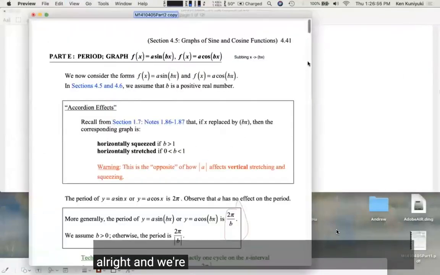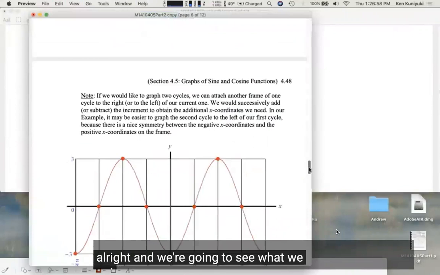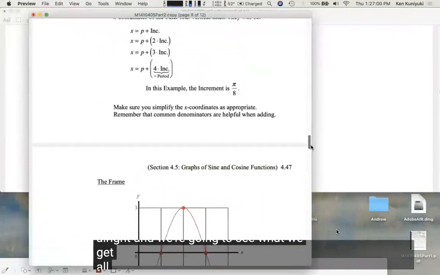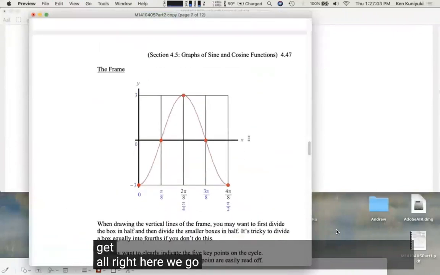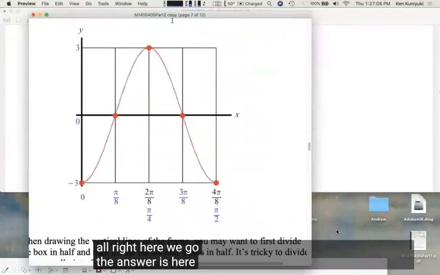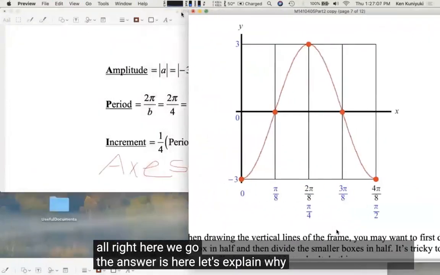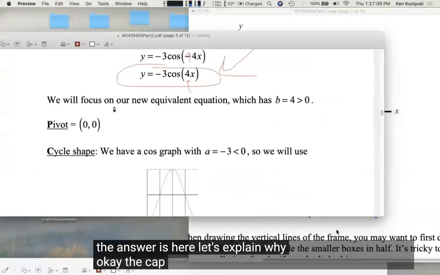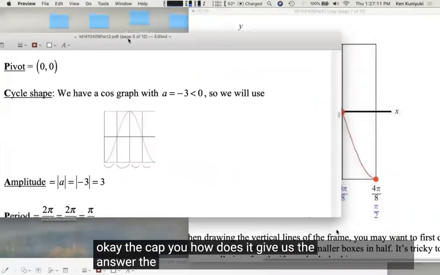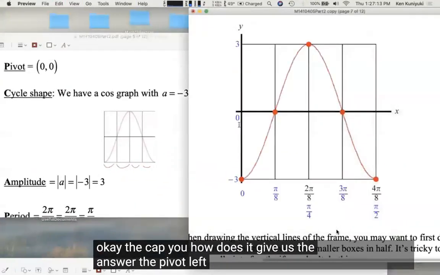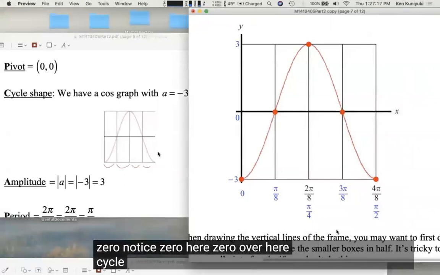All right. And we're going to see what we get. All right, here we go. The answer is here. Let's explain why. Okay, how does the frame give us the answer? The pivot, left center, is 0, 0. Notice 0 here, 0 over here. Cycle shape, we have the hill.